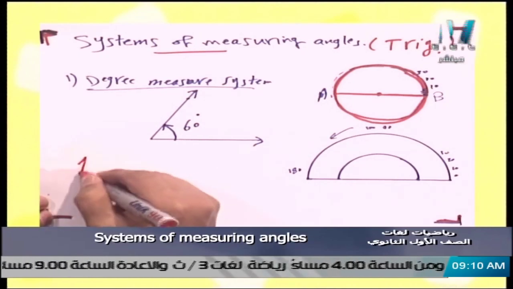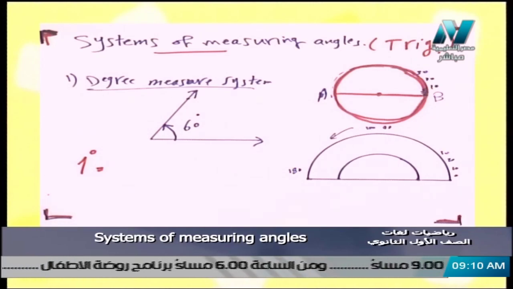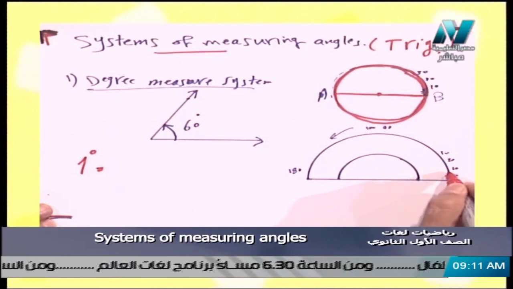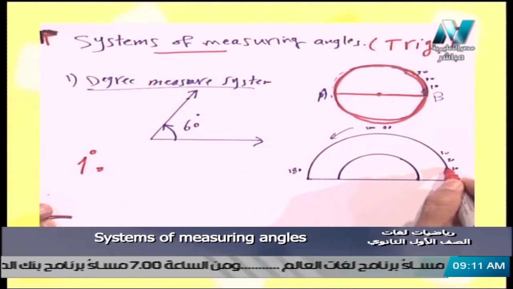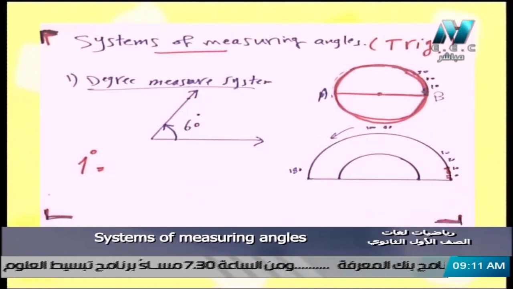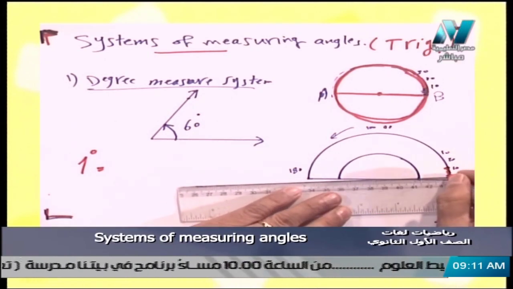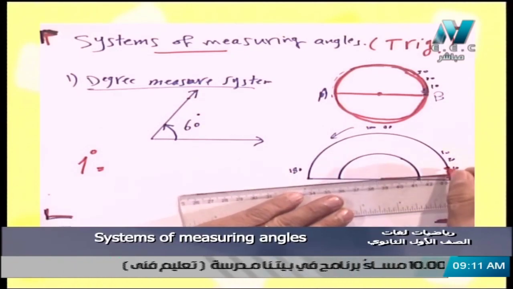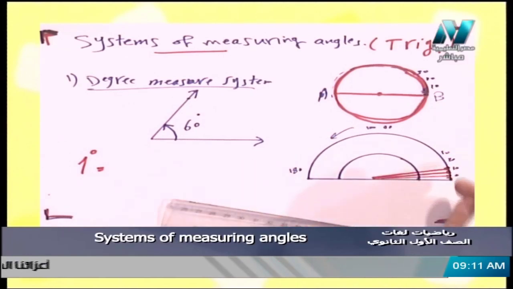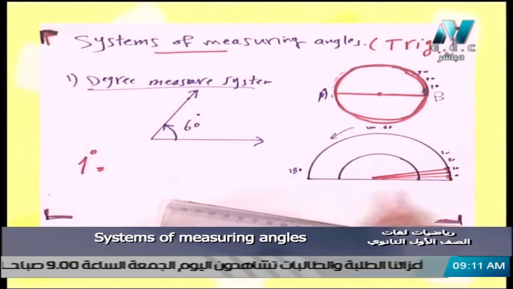The 1 degree here equals how many parts? We know, my dear students, that here 0, 1, 2, 3, 4, 5 and so on until 10. Okay, what's the meaning of that? That means that we have small arcs 1, 2, 3 and so on until 10. Okay, each arc represents 1 degree.